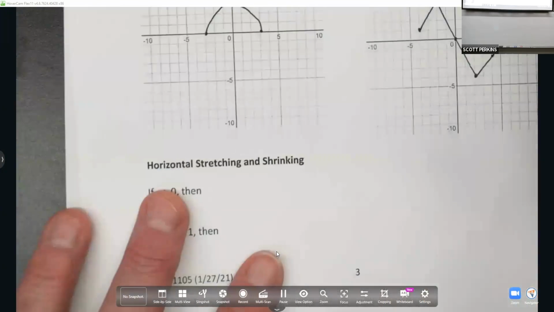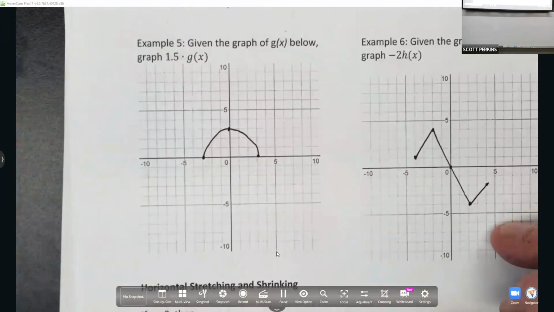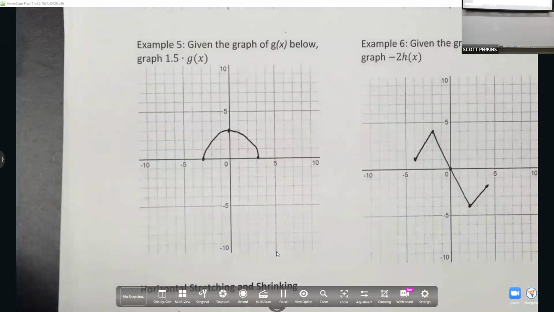Next one, example 5. Do that half circle, that g of x. This time multiply it by 1.5. Please.